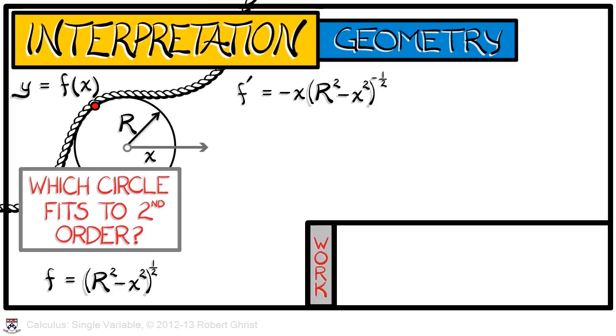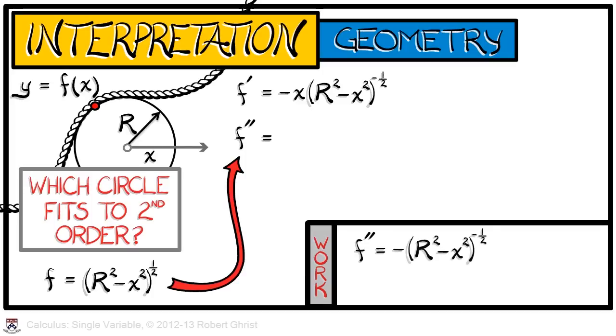Now, this has to agree to second order, so let's compute another derivative. On the left, we get f double prime. On the right, what do we get? Well, we're going to have to use a product rule. First of all, we have minus quantity r squared minus x squared to the negative 1/2. Then we have plus negative x times the derivative of r squared minus x squared to the negative 1/2, which gives us a negative 1/2, then an r squared minus x squared to the negative 3/2, and then a negative 2x factor.